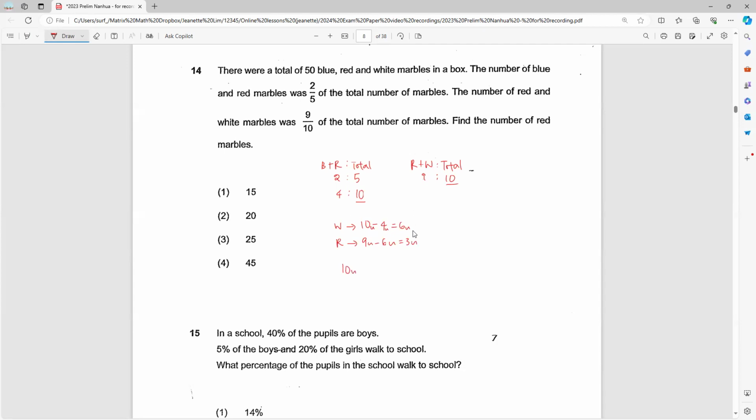Now, 10 units is 50, as given in the question. Then divide by 10, so you get 5. Next, to find red, you find 3 units. 3 times 5, which is 15. Okay, so answer, there are 15 red marbles.